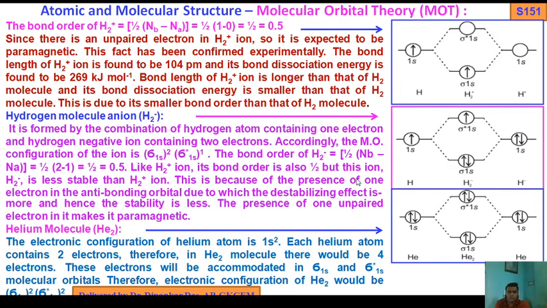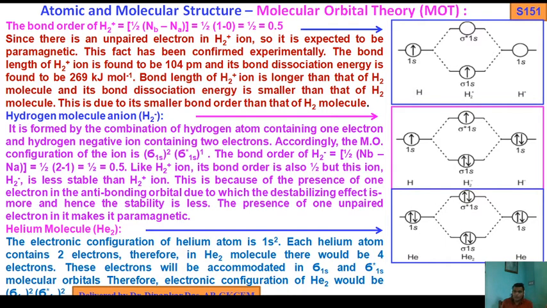This is because of the presence of 1 electron in the antibonding orbital. That is a very good question: why is H2 minus less stable compared to H2 plus? Because in case of H2 plus there is no electron present in the antibonding MO, but in case of H2 minus there is one electron present in the antibonding MO. So due to the presence of one electron in the antibonding orbital, the destabilizing effect is more.